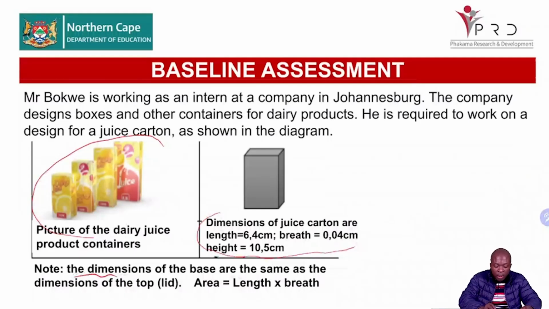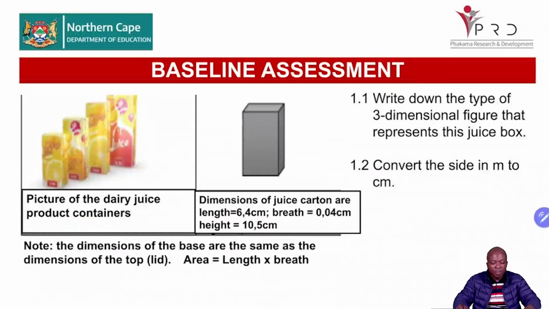That's a clue. The formula that we have to use is area equals length times breadth. So question 1: write down the type of 3D figure that represents this juice box. 1.2: convert the side in meters to centimeters. All right, so we have 3 minutes. Can we do this quickly? We'll come back.